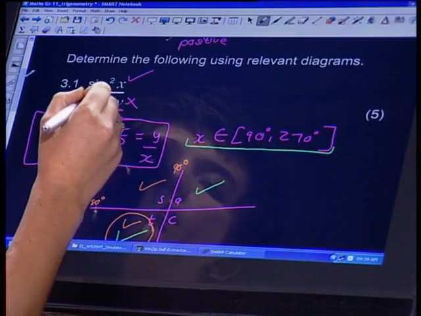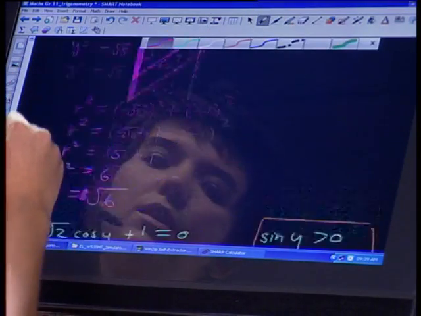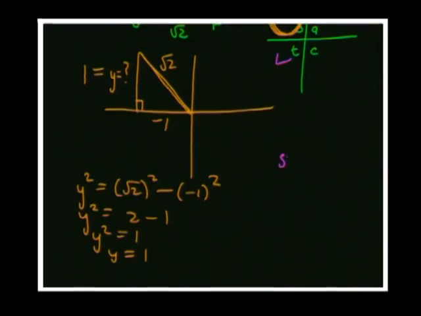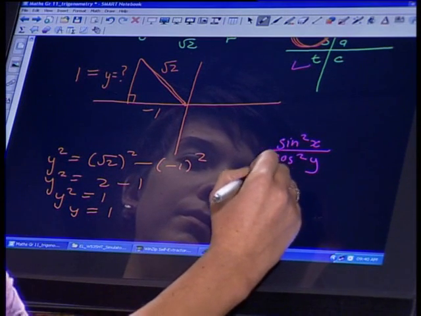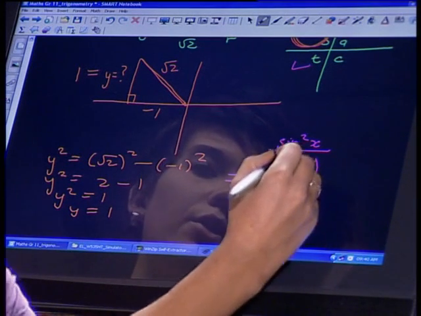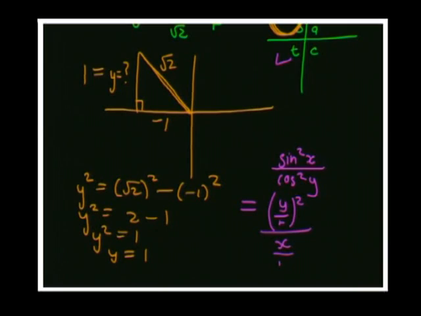Sine squared x over cos squared y. Now I know that sine is y over r. I know that cos is x over r. So I'm going to use those ratios.